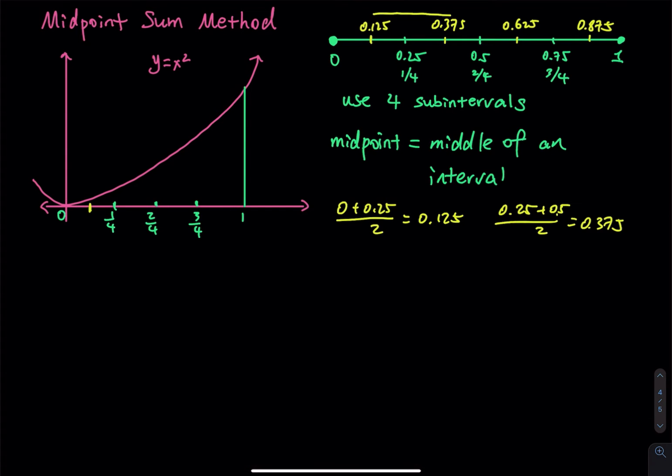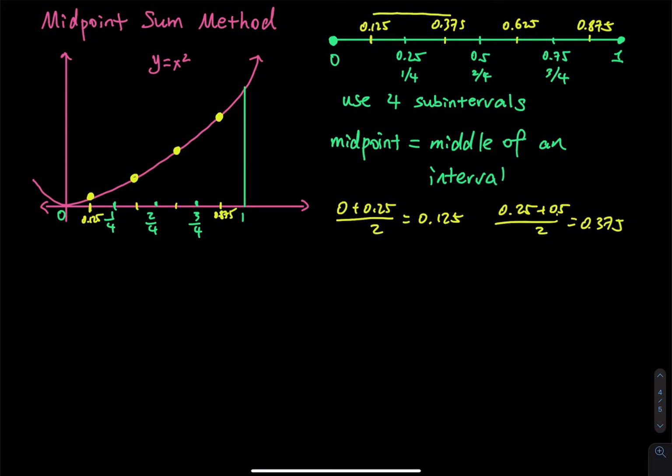When x equals 0.125, do we agree that there is a point on the curve? Let me repeat this again. When x equals 0.125, there is a point on the curve. When x equals 0.375, there is a point on the curve. When x equals 0.625, there is a point on the curve. When x equals 0.875, there is a point on the curve. And they are the midpoint of each subinterval. Okay, so I have 4 yellow dots.